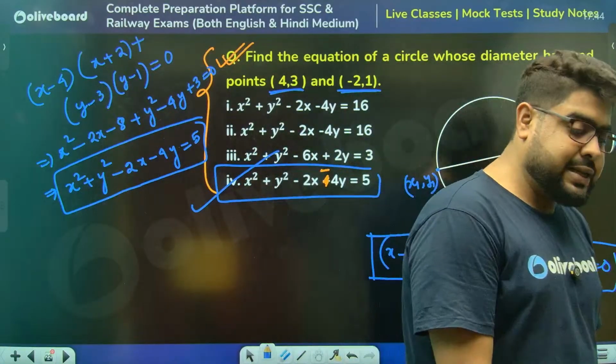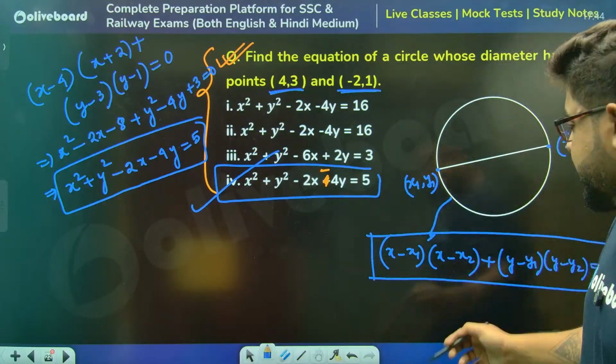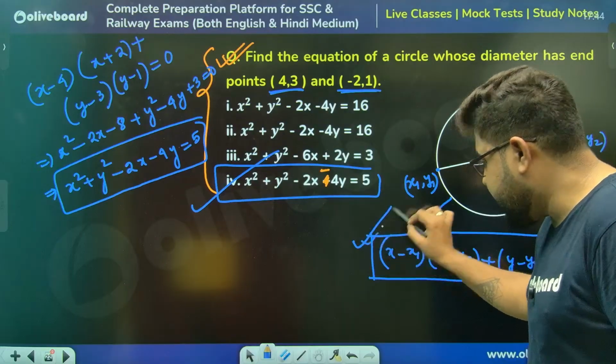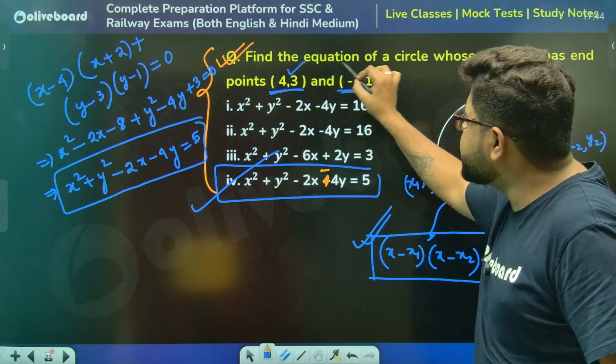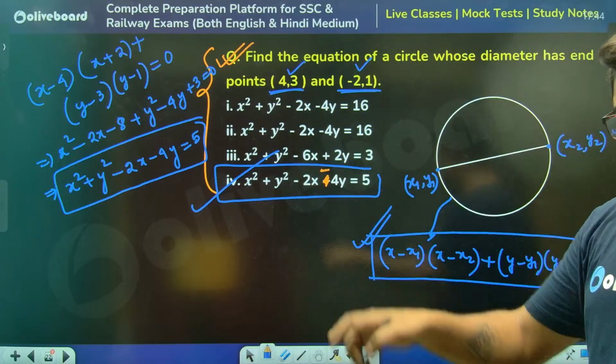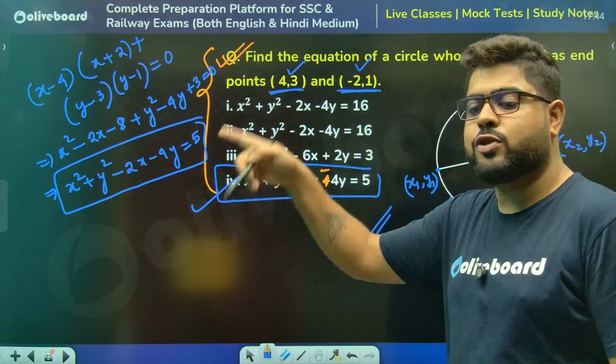That is your answer. I'll strongly say this year this question has been repeated exactly as it is, with the same points: (4, 3) and (minus 2, 1).